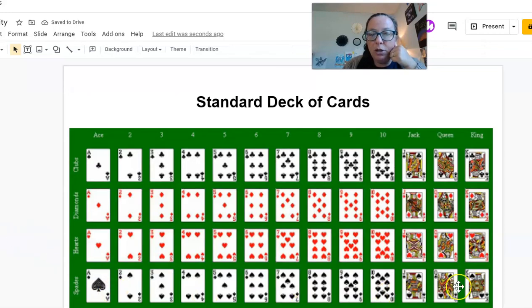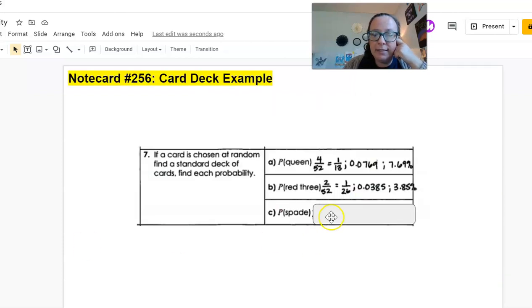Now, what's the probability that it's a spade? Now, your spades are all of these. That's a quarter of the deck. So you know it's 1/4 or 25%. But how many are there? 1, 2, 3, 4, 5, 6, 7, 8, 9, 10, 11, 12, 13. There are 13 spades. So it'd be 13 out of 52, which reduces to 1/4, 0.25, or 25%. Go ahead and pause me and finish up note card 256.